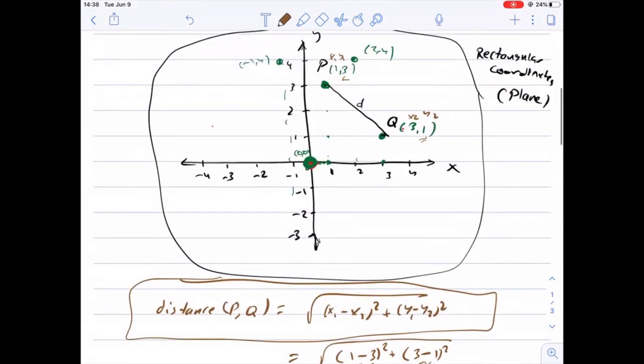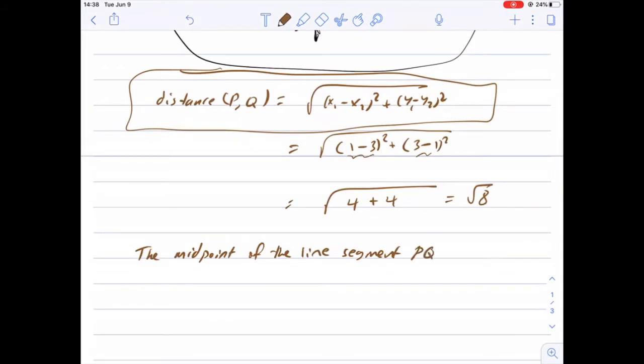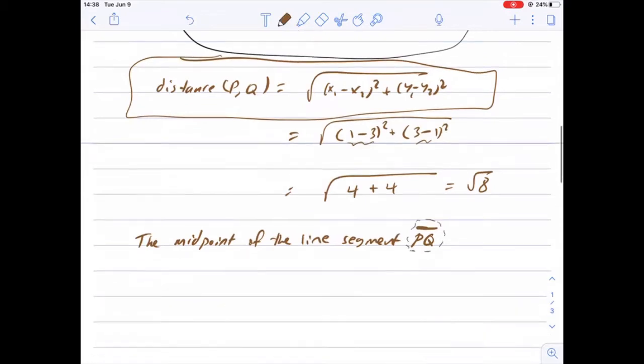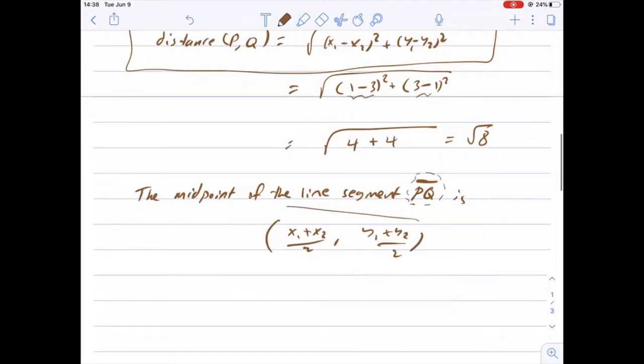Now, if we are interested in finding the midpoint, the point here in the middle of this line segment, the midpoint of the line segment that connects A and B, or PQ, sometimes written in this form or using this notation, is x1 plus x2 over 2 and y1 plus y2 over 2, and this should be an ordered pair.